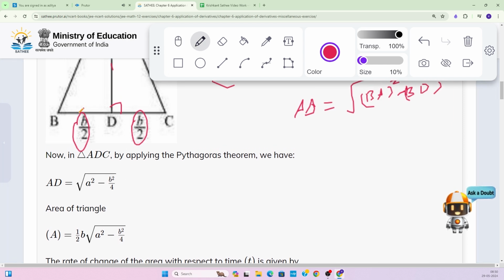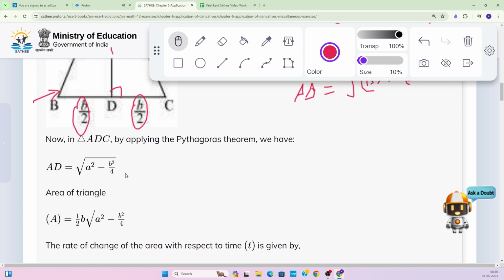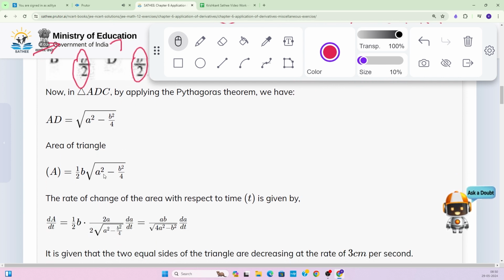Area of what triangle? This whole triangle ABC, the area will be half into base into height. So as you can see, half into base is B and height is what? Root of A square minus B square by 4.